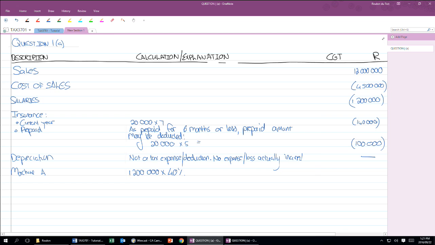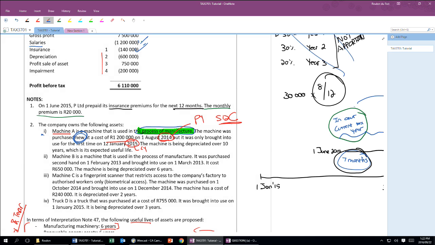Right, so that gives us a deduction of 480,000 rands. Okay, so that's point 1 done. Then we have machine B.